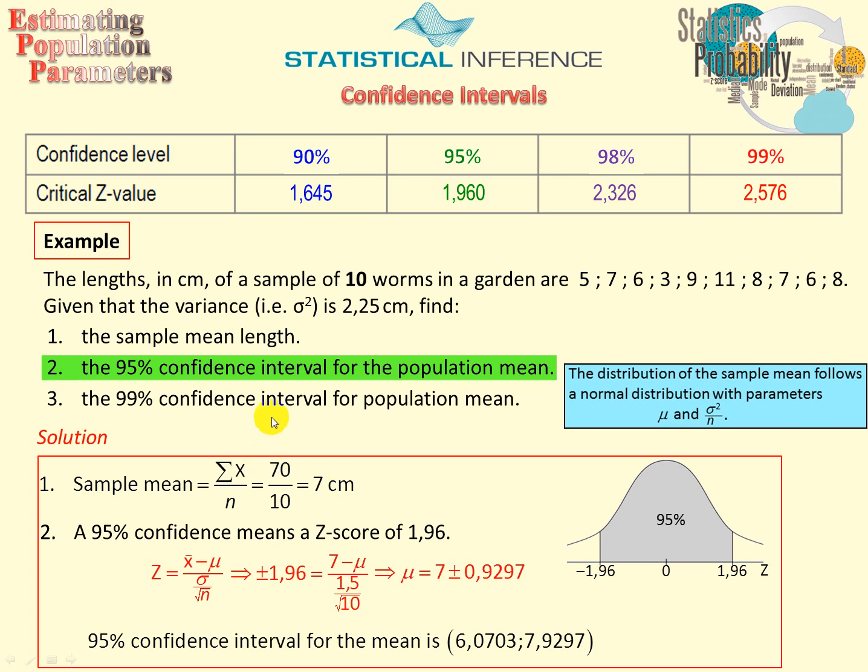So now we're going to do 99%, so we're going to do the same thing. We're going to take that, we're going to equate it to the z-score for 99 there, and we're going to solve again for mu.